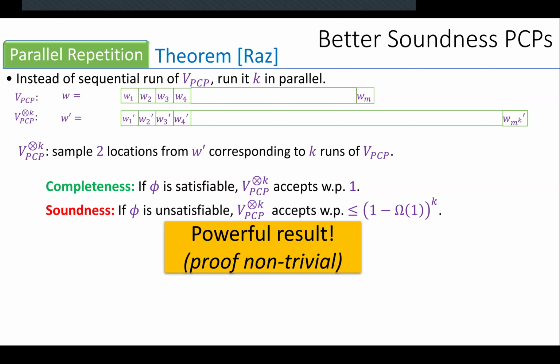You have to use something in the omega one. It's not 0.99.